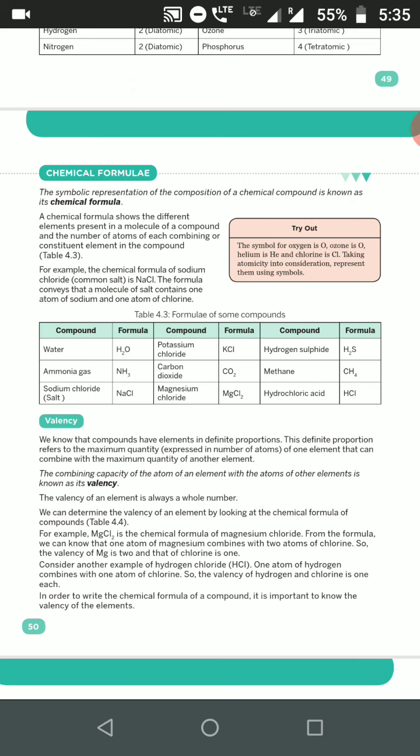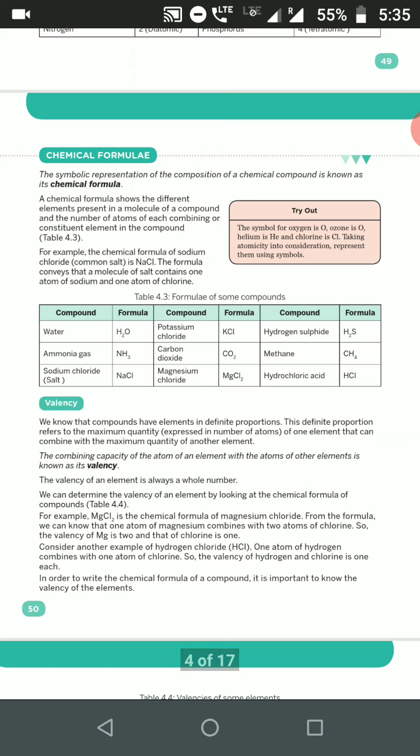Okay. For example, sodium chloride, that is the common salt, the salt which your mother uses in your kitchen. We call it sodium chloride, and the formula is NaCl. You have to learn the formulas. Next, see, formulas of some compounds are given, like water, ammonia, sodium chloride, potassium chloride, carbon dioxide, magnesium chloride, hydrogen sulfide, methane, hydrochloric acid. You have to learn this table, otherwise it will be tough. So, start learning.